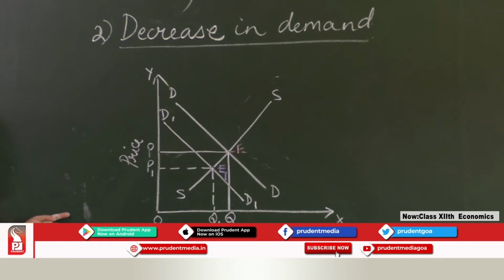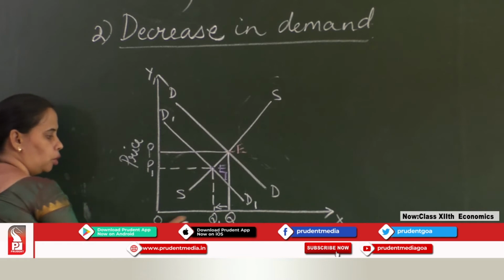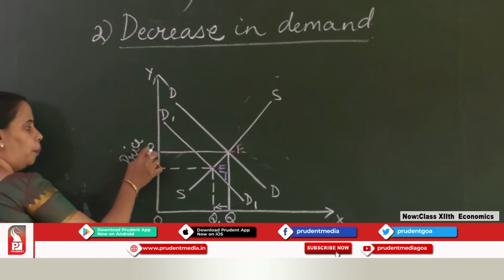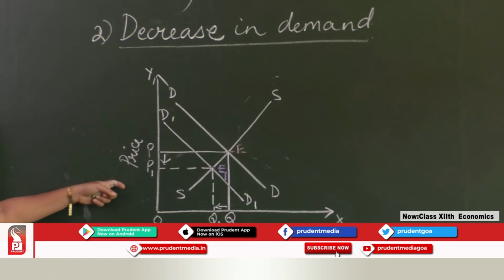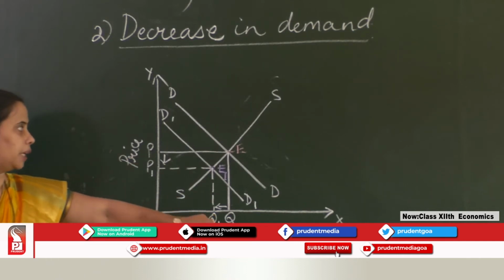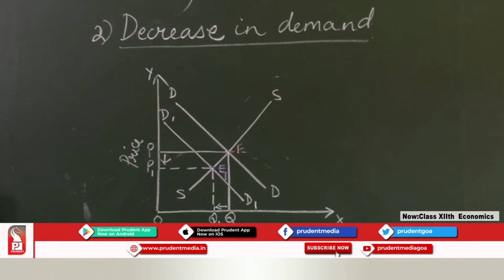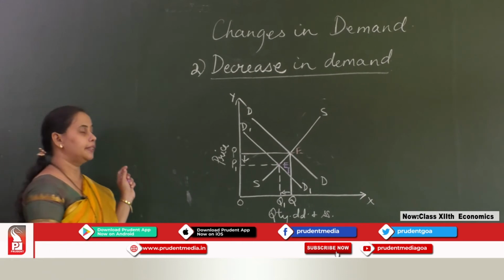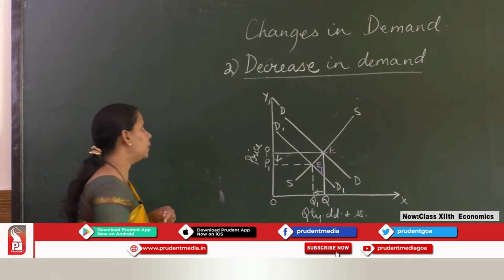So in the diagram, we can see that the quantity has come down from OQ to OQ1, and the price has also come down from OP to OP1. There is a reduction in the price. This change has taken place because of a decrease in demand, supply remaining constant. Next, we will see the third change, that is, now we will see changes in supply.